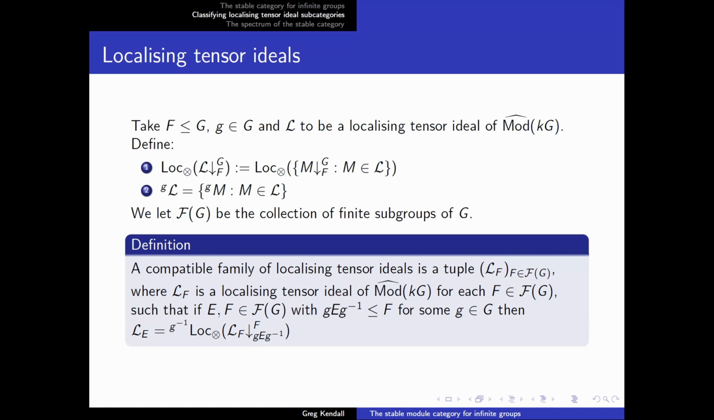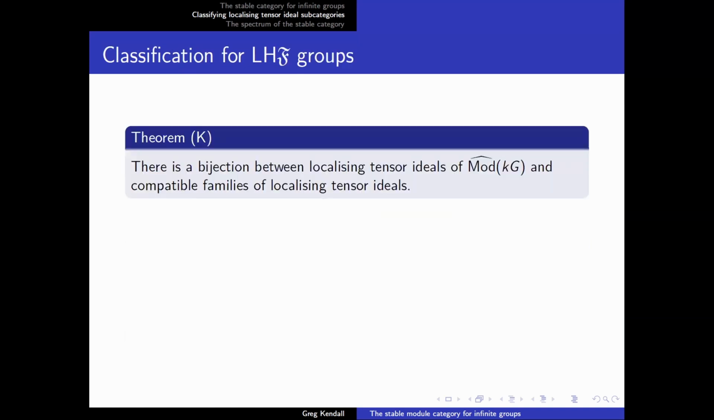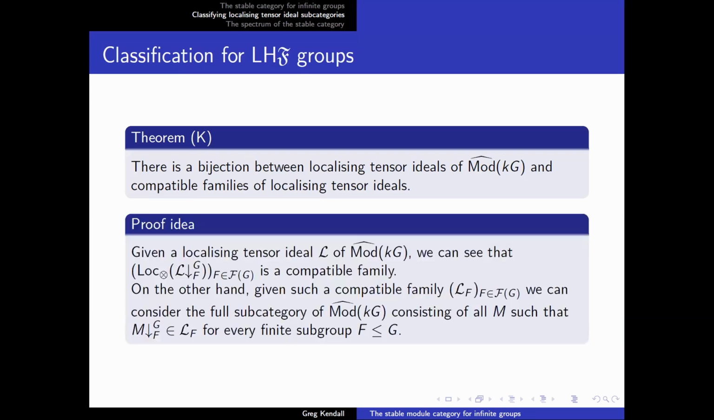And it turns out that doing this restriction to the finite groups is a bijection. And so we only need to understand how everything works from the finite subgroups and maybe somehow reconstruct it back up in the group G.